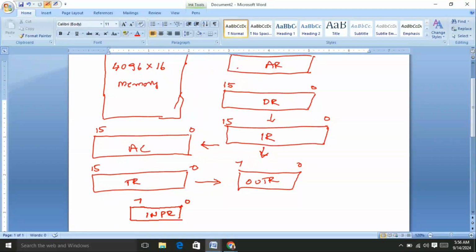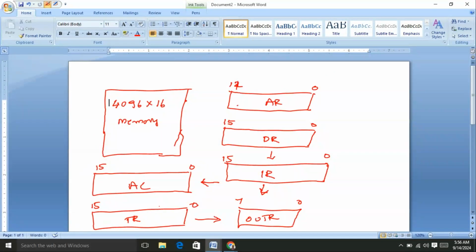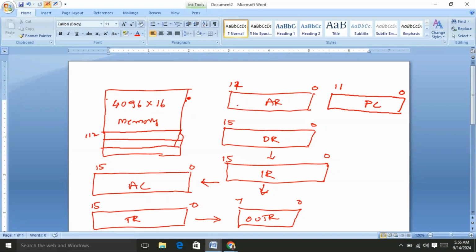So one instruction is executed. How are we going to get the next instruction? The address of the next instruction is available within one of the special registers that is known as the program counter. This is also 12 bits. So initially we remember that the address of the memory location, suppose this address of the memory location is 112, the next location is 113. Let us consider initially the address of the memory location, that is 112, in the program counter.